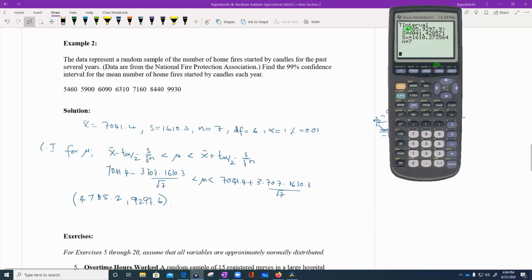So my answer is 4,785 and 9,297.9, very close to this answer, right? Therefore, you could use either the calculator or the table to find the answer.